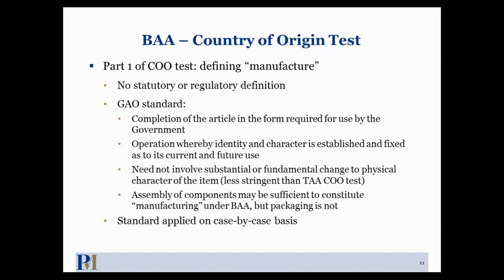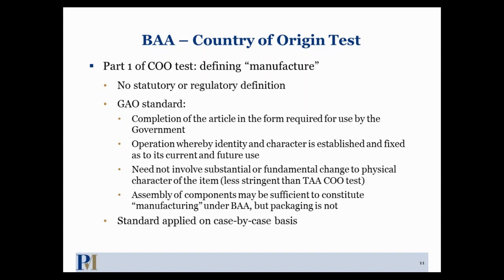Assembly of components can be sufficient to constitute manufacturing, but packaging is not. So whether assembly will be sufficient really depends on how complex that assembly is. For example, assembly of multifunction fax, printer, scanner, and copier, which includes assembly of the various subcomponents of the machine, has been found to be sufficient.